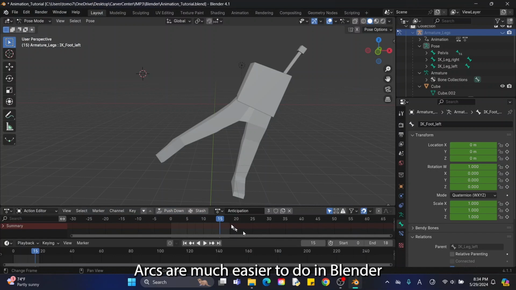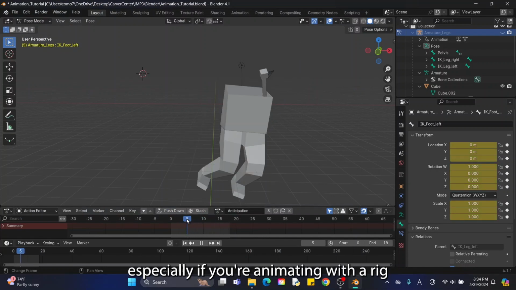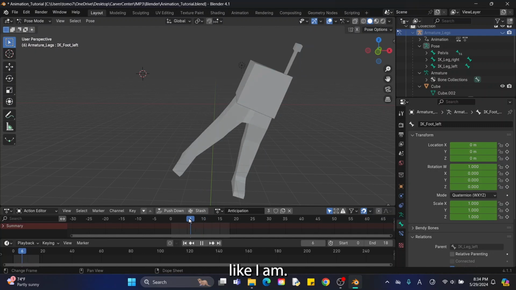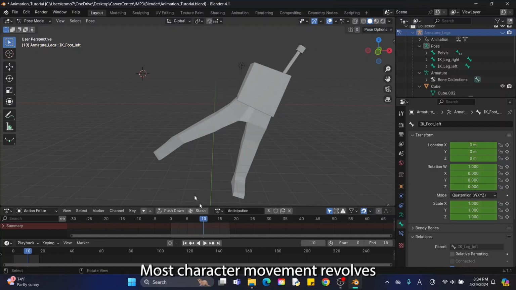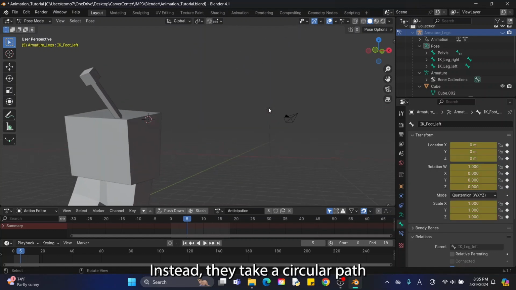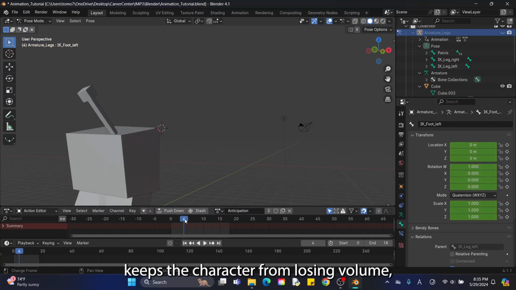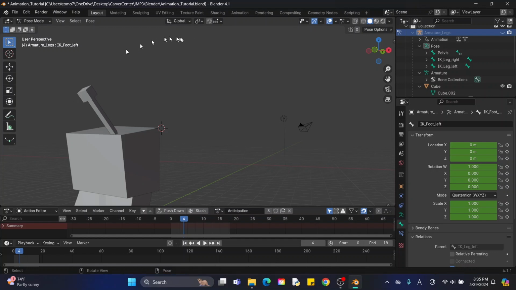Fifth principle, arcs. Arcs are much easier to do in Blender without having to think about it compared to 2D animation, especially if you're animating with a rig like I am. Most character movement revolves around the character's joints, and so the principle of arcs is just to consider that limbs and most movement does not go straight from point A to point B. Instead, they take a circular path between poses, using the joint as the center point and the limb as the radius. Keeping arcs in mind keeps a character from losing volume, which makes them look more consistent between poses.